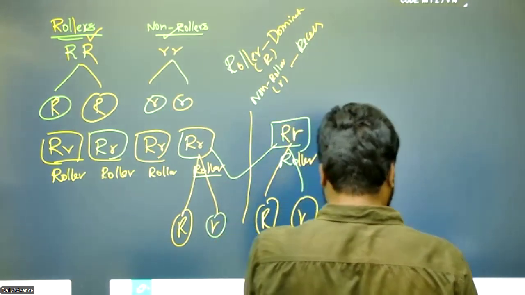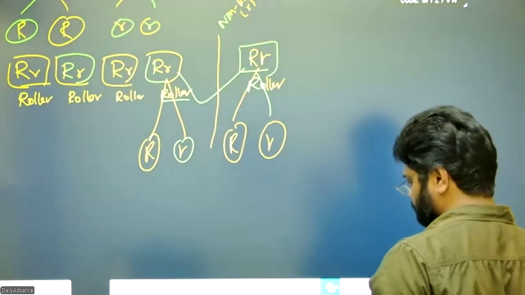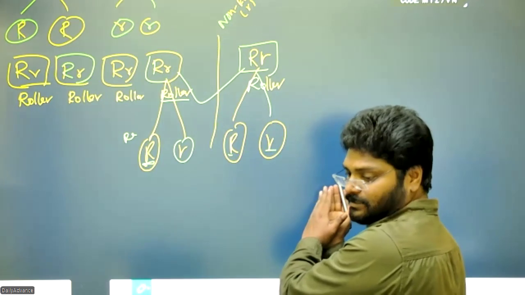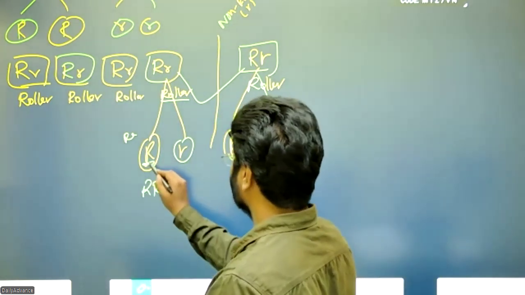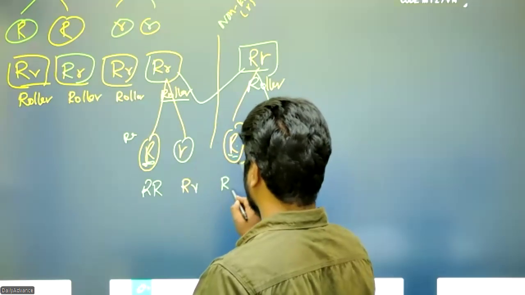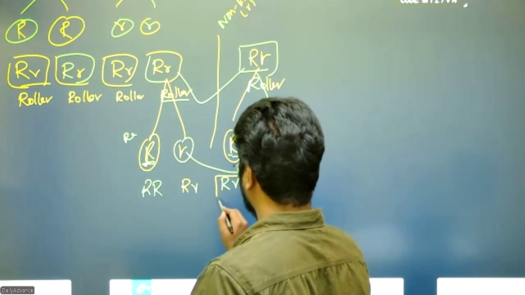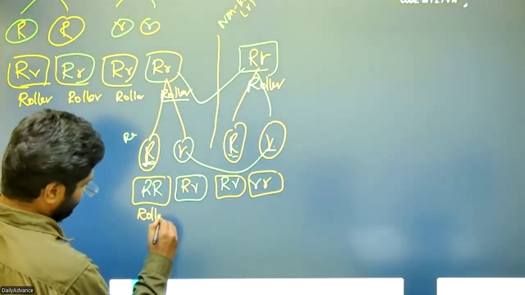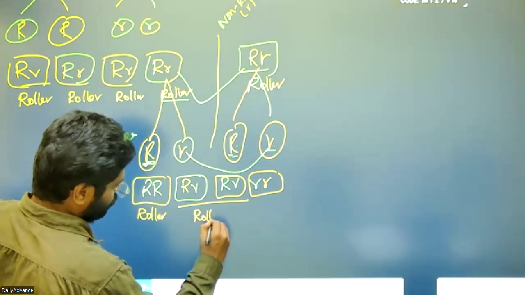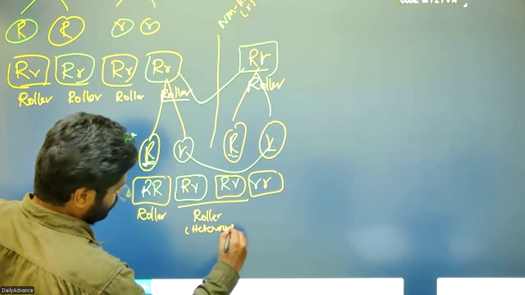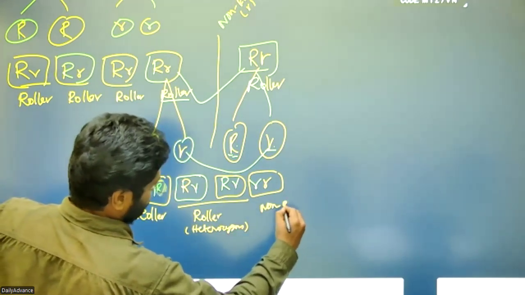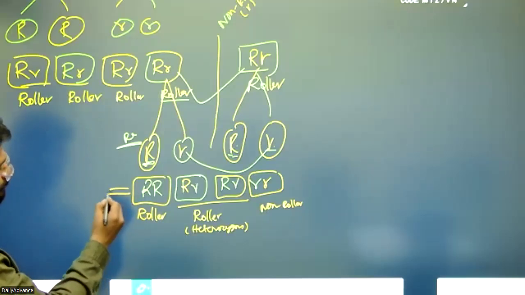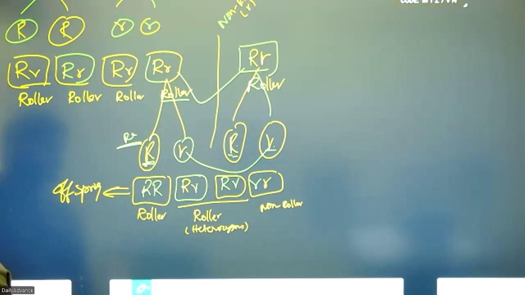Again the story you can see. I will explain here itself. So this is random fertilization. Capital R has the possibility of mating with any gamete. Capital R, small r. Small r, capital R, small r, small r. So now this is roller. This is roller. These two also roller, but heterozygous. Non-roller. So these are gametes. These are offsprings.